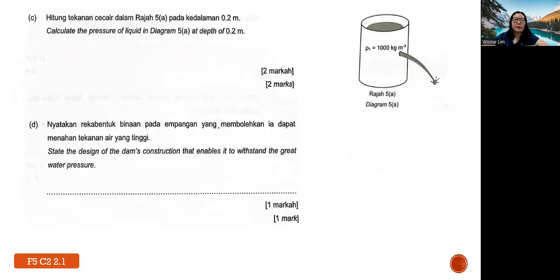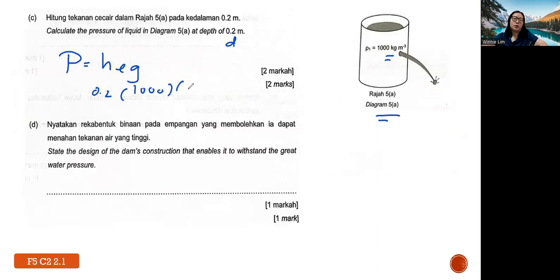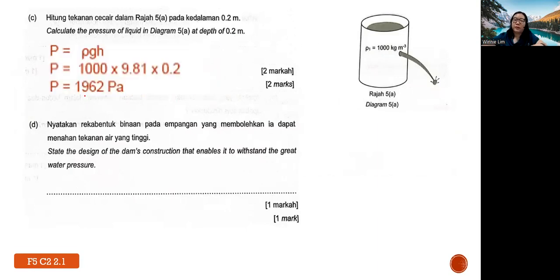Okay, moving on, calculate the pressure of liquid in diagram 5A at the depth of 0.2. So just now I also mentioned the formula is h rho g. So your depth is how much? 0.2. Okay, and then the density in 5A is 1000. Then g is 9.81. Then you press the calculator, you will get the answer, which is 1962. Teacher also calculates again, to see if they are accurate or not. Okay, yes. So if they have a decimal point, you must write it also. So happen this one, no decimal point.